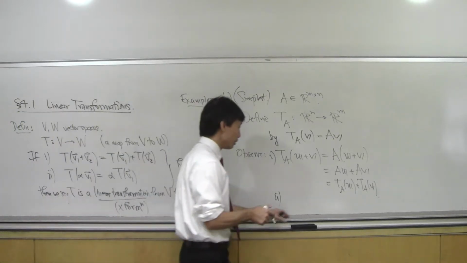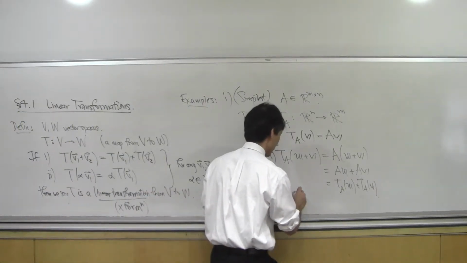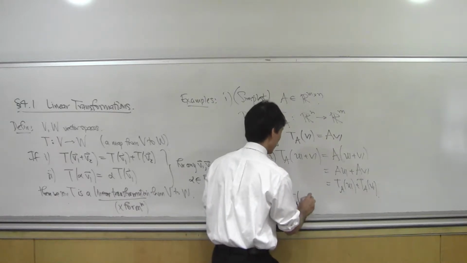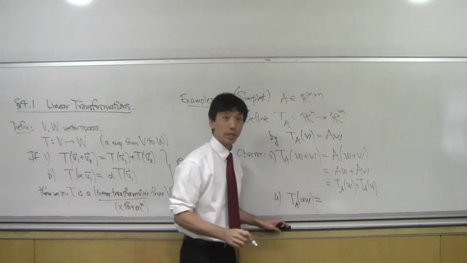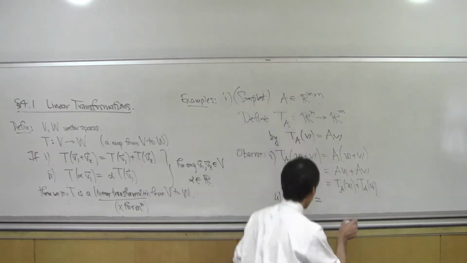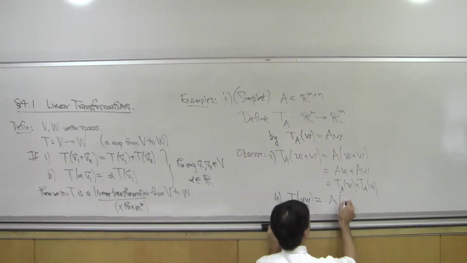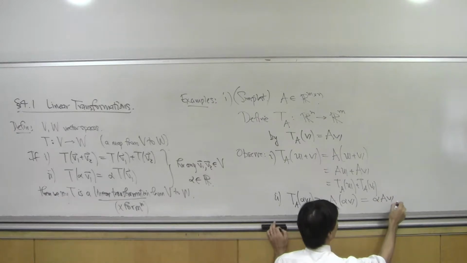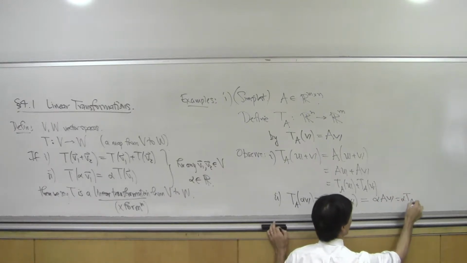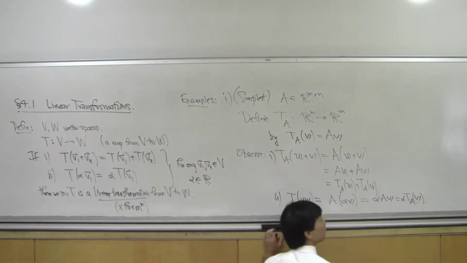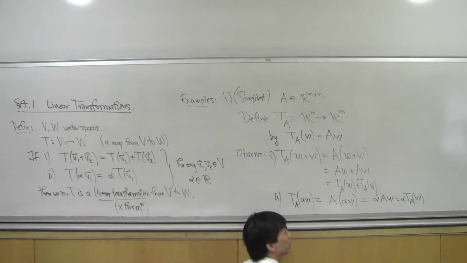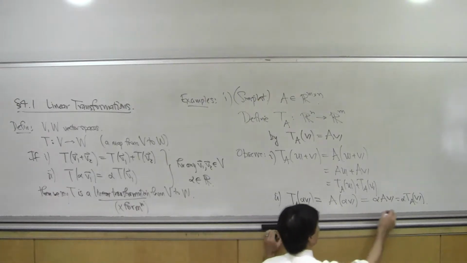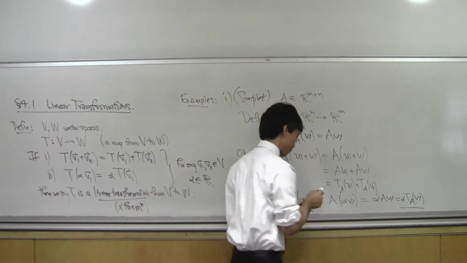Okay, so we want to look at T_A of alpha V, right? Well, T_A of alpha V is just A times alpha V, right? Which is what? Alpha times AV, but that's alpha times T sub A of V. Okay, so yeah, the second property also holds.